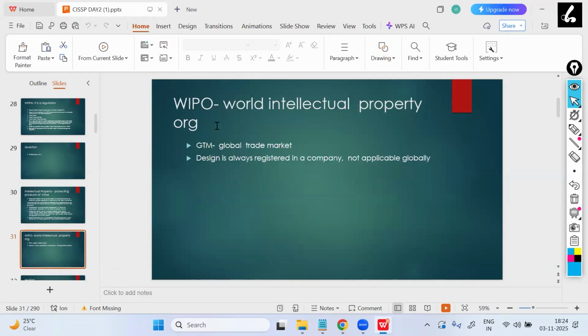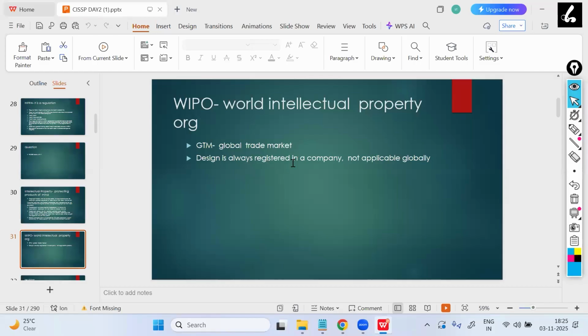World Intellectual Property Organization, WIPO. All these intellectual properties are managed by WIPO. Design is always registered in a company. It is not applicable globally. By this we mean design is specific to a company.